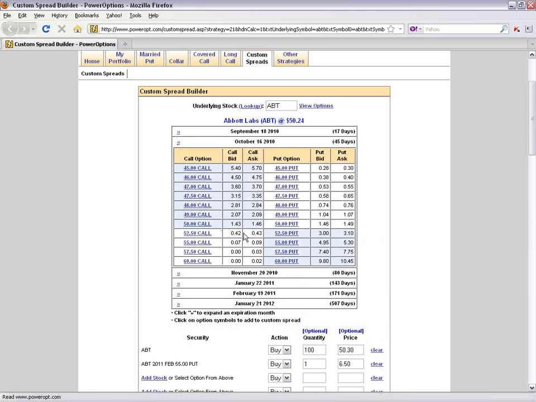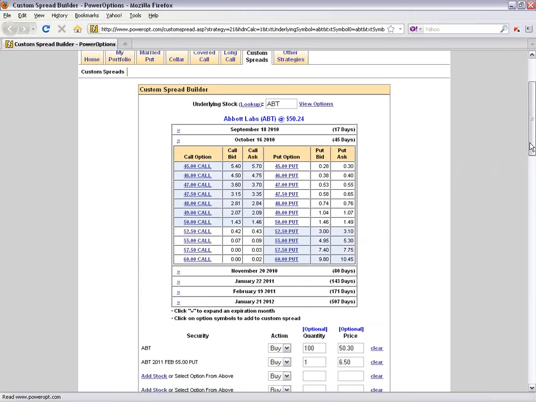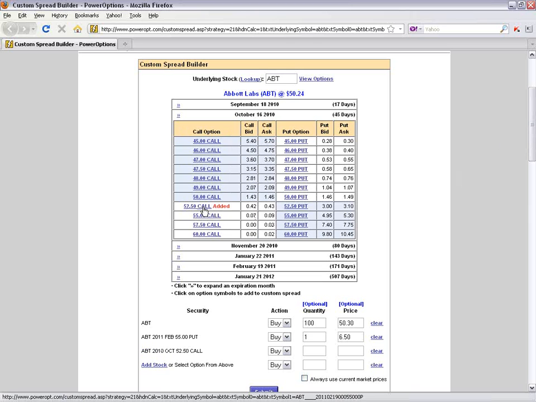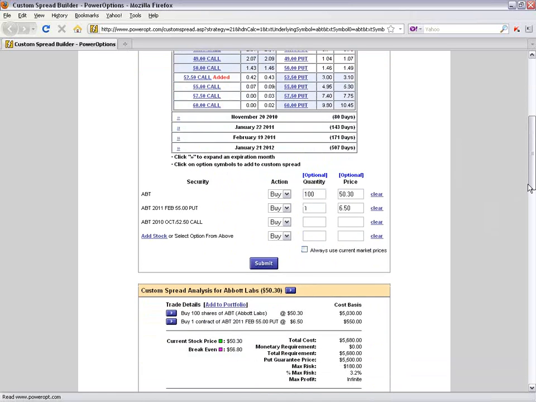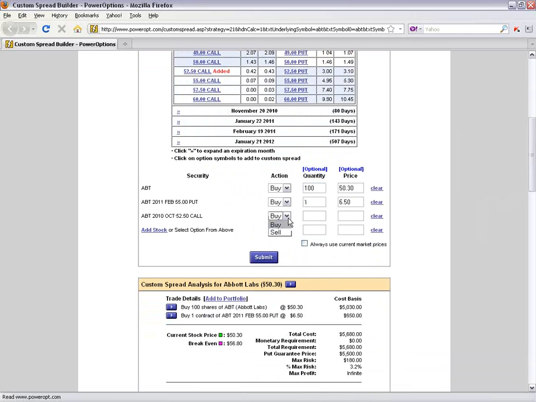Well, okay, so we could knock off about 45 cents or so from our at-risk by selling the 52.5 call. Let's see what that would look like. I'll click right on the 52.5 call. It tells me it's now been added into one of the available blocks for building a custom spread. We're going to go ahead and sell one call. And even though the bid-ask is between 42 and 43, let's say we got 45 cents for the October 52.5 strike call. Let's put that in, click Submit.